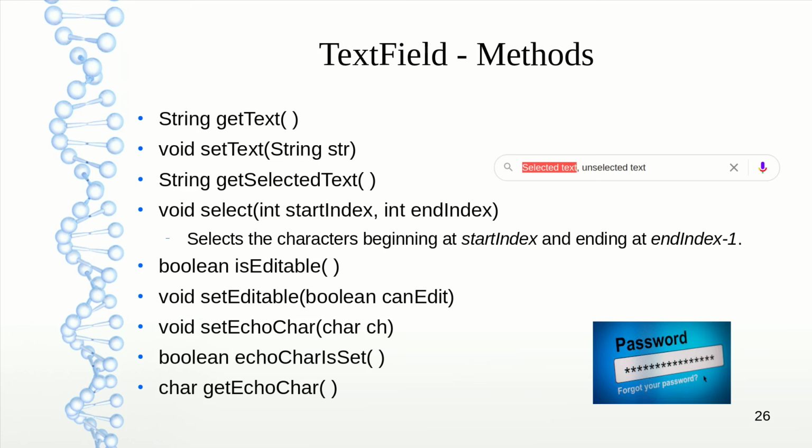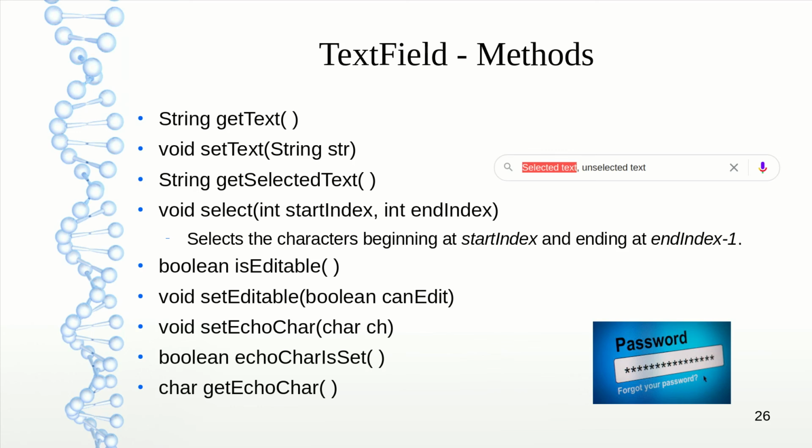We have a number of methods associated with the text field. The getText simply retrieves the text in the text box. Then we have setText, which sets a text into the text box. Then we have getSelectedText, which returns the selected portion of the text in the text box. Then we have select with 2 indices passed to it, the start index and end index. This method selects the characters beginning at start index and ending at end index minus 1.